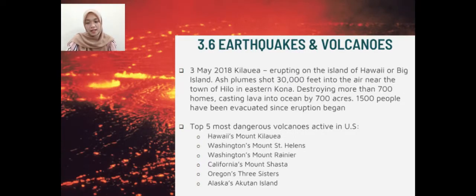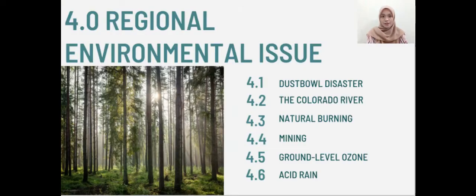So this is the list of the top 5 most dangerous active volcanoes in the United States. First is Hawaii's Mount Kilauea, of course, then Washington's Mount St. Helens and Rainier, then California's Mount Shasta, Oregon's Three Sisters, and the last one is Alaska's Akutan Island. Now let's move on to the regional environmental issues.